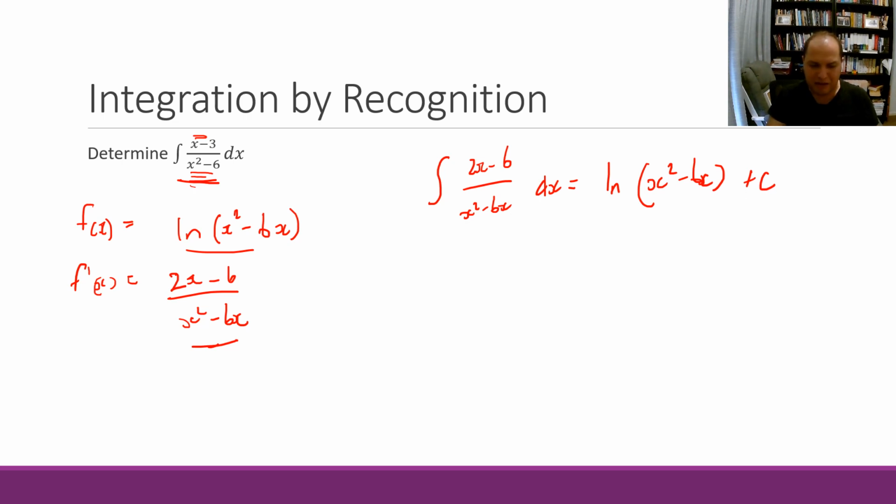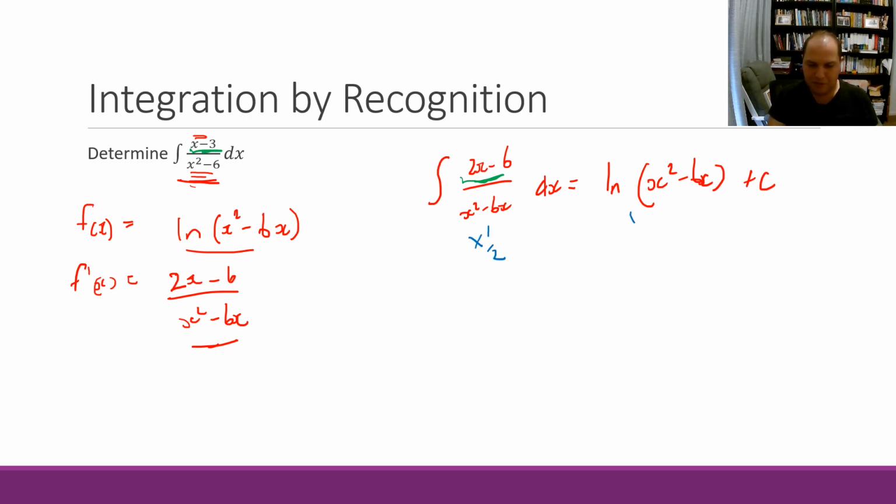Now again, it's looking pretty close, but it's not quite the same because I've only got x minus 3 in the numerator I want. I've got 2x minus 6 in the numerator. I've just determined using the natural log. So I need to think, how can I change that numerator from 2x minus 6 to x minus 3? If you said multiply both sides by half, that's exactly right. That's the same as what we did in the previous example.